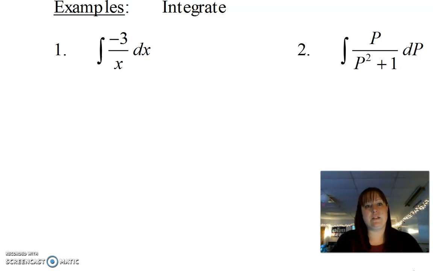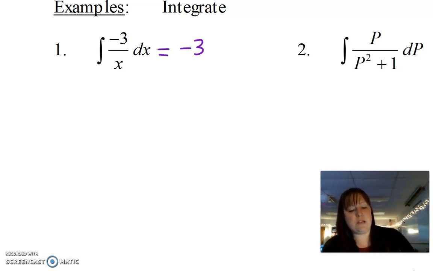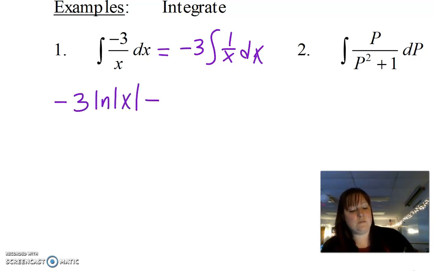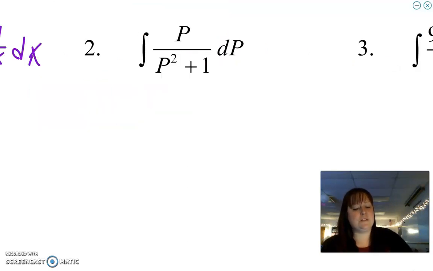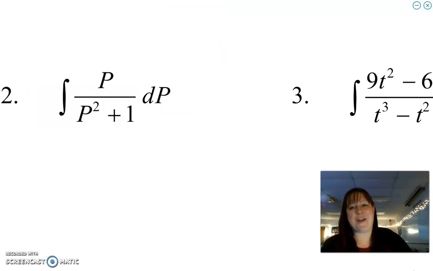So let's try to integrate this. Okay, so this, remember, is the same as negative 3 times the integral of 1 over x dx. So I just did a little algebra there. And then what is the integral of 1 over x dx? Well, it's ln of absolute value of x plus c. So that's it. That's all. Easy, right? Okay. Monkey wrench. There's slightly harder ones, like this one. Okay. So once you get the hang of that, let's do this one.